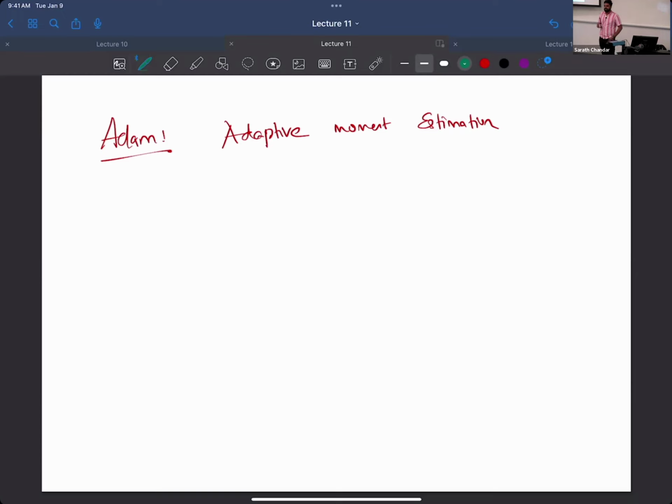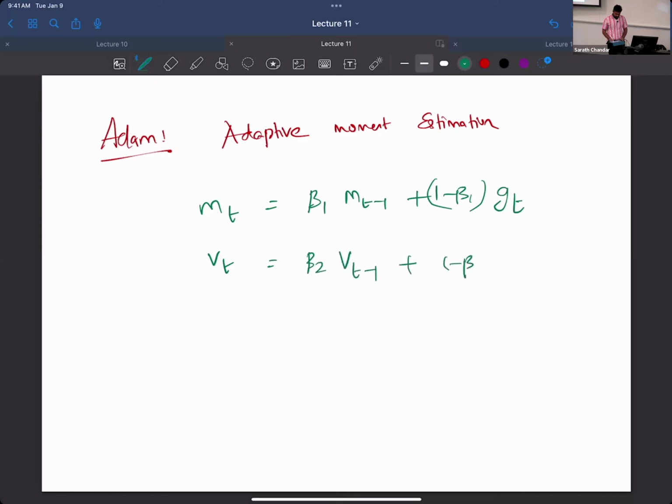Adam is basically a combination of RMSprop and momentum. So when you combine momentum with RMSprop, you get Adam. Which means you have both m_t and v_t vectors. m_t is beta 1 times m_{t-1} plus (1 minus beta 1) times g_t. And v_t is beta 2 times v_{t-1} plus (1 minus beta 2) times g_t squared.